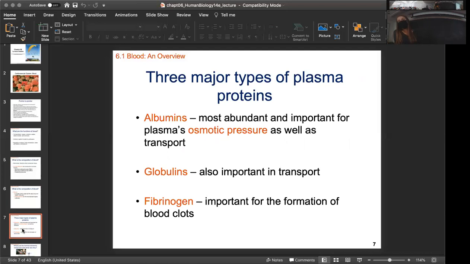The albumins, the globulins, and the fibrinogen, which is kind of hard to say with a mask on. The first one is the most abundant and important for the plasma's osmotic pressure as well as transport.